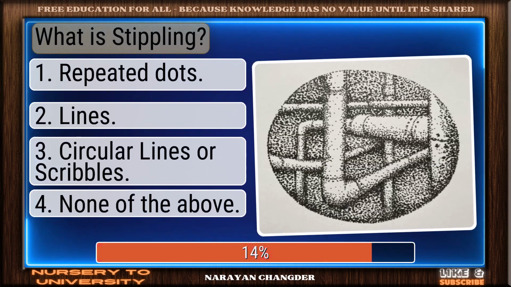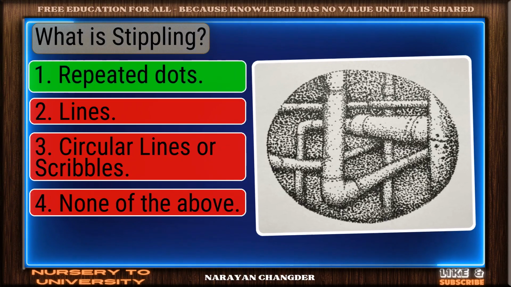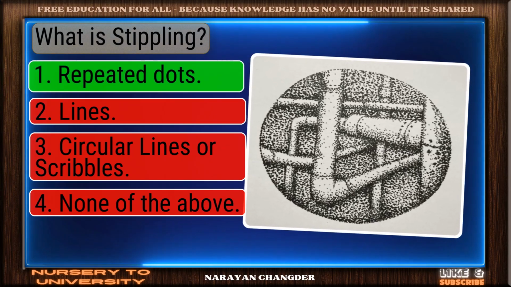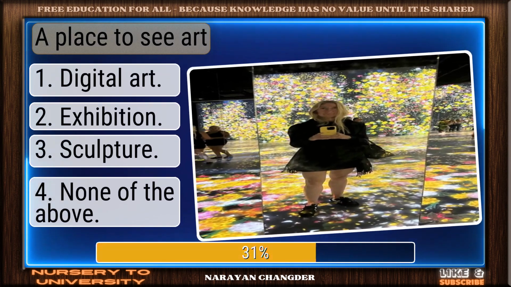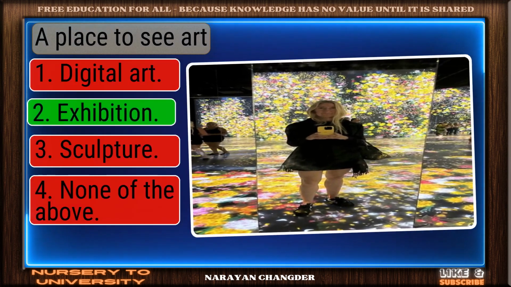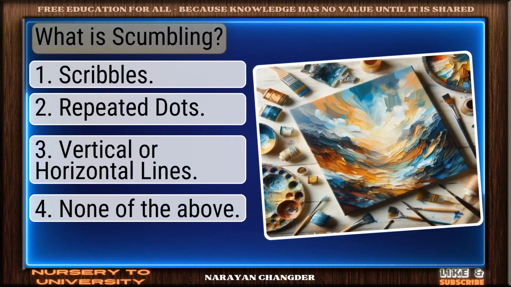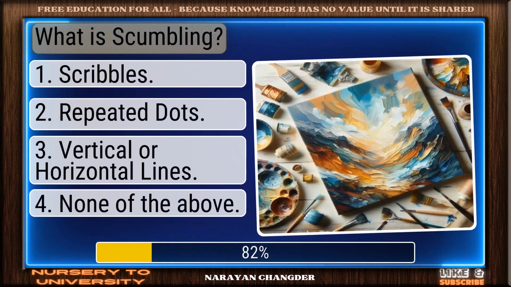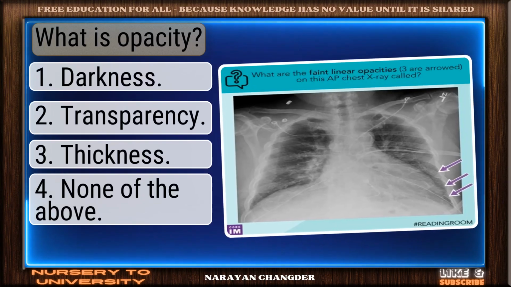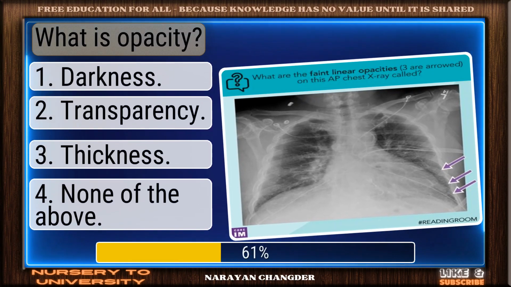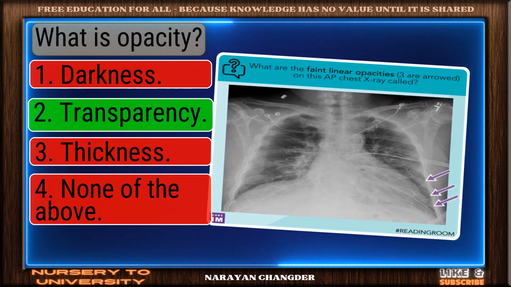What is stippling? Good job. Your answer, repeated dots, works well here. A place to see art. Smart pick. Exhibition is the correct choice. What is scumbling? Right again. Scribbles is a valid answer. What is opacity? Bravo. Transparency is the answer.